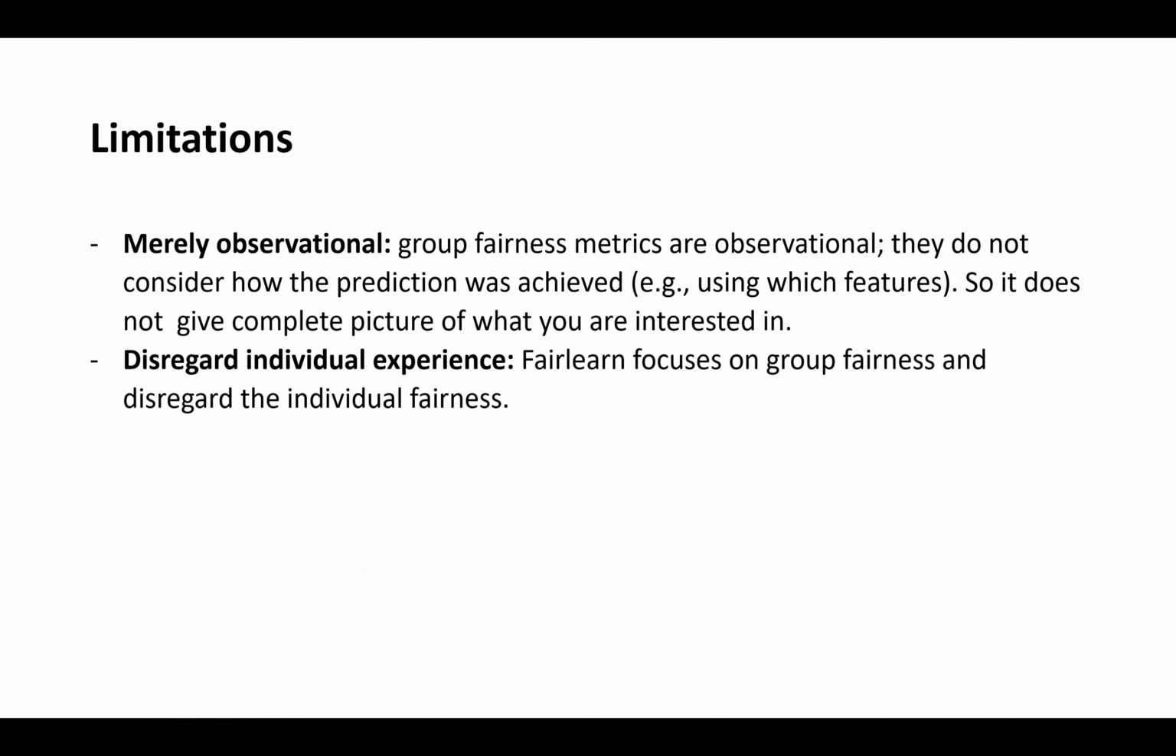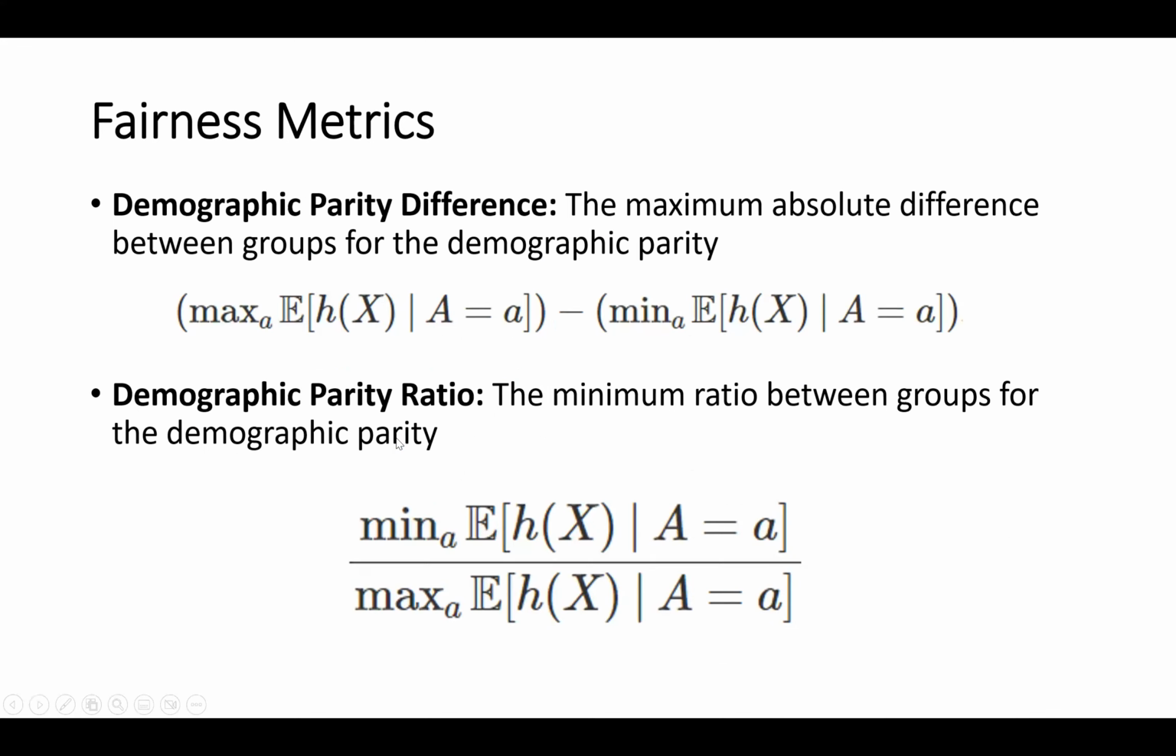There are some limitations here, and the limitation is that we don't know exactly what happens. Let me just read through. Group fairness metrics are observational, and they don't consider how the prediction was achieved. So if we have metrics for model prediction, we subtract the prediction of the model, this minus this, one for male and the other for female, and we don't know how this prediction was made.